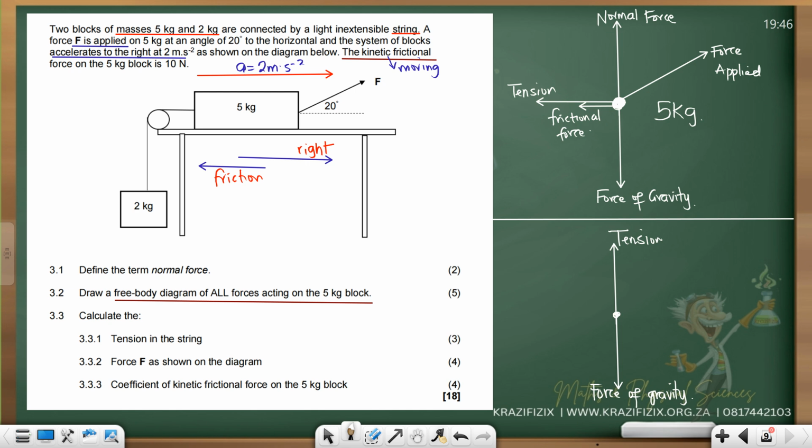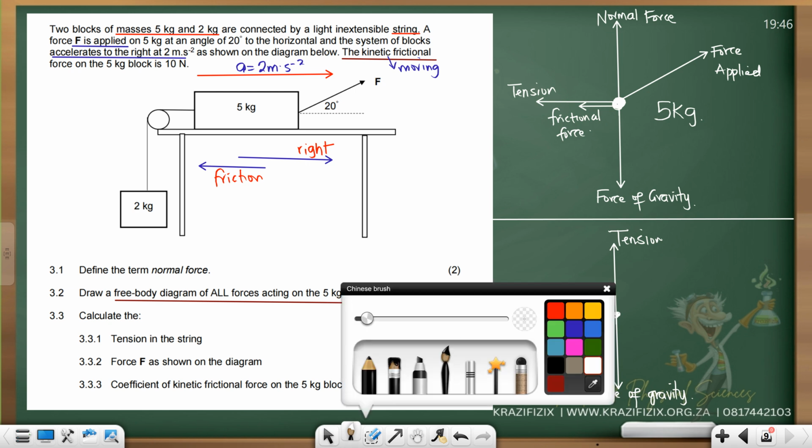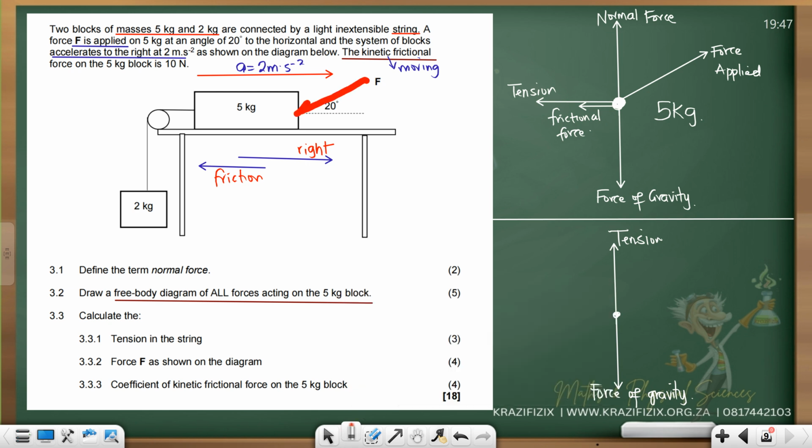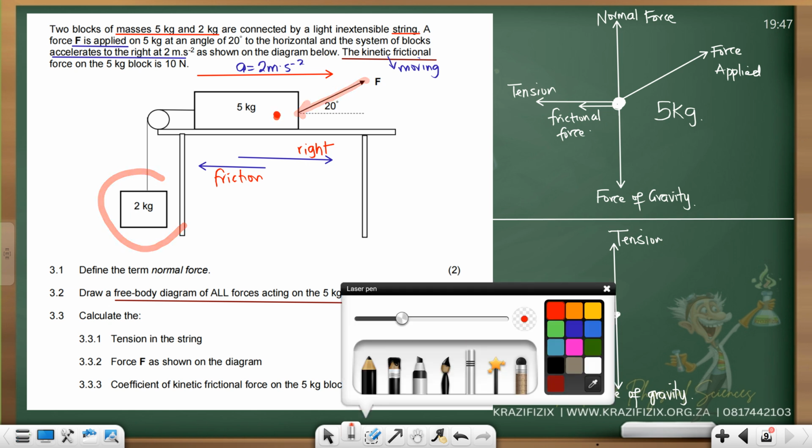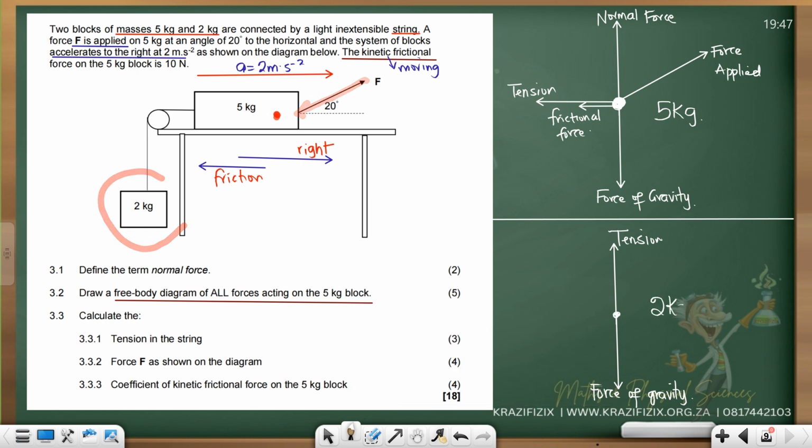Do you notice that F is only on the 5, not on the 2? Yeah, it's on the 5. It's not on the 2. This F is only on the 5. It's not on the 2. So it means these are the only two forces that are acting on the 2 kg. Very important, people. Very, very important. Are we okay? Yes, sir.